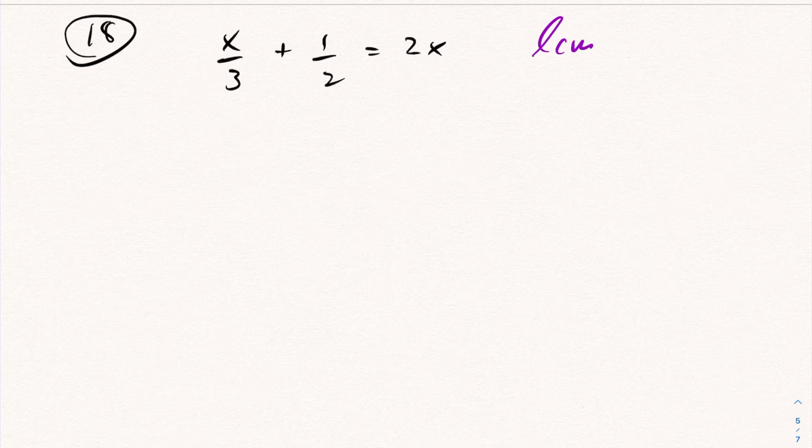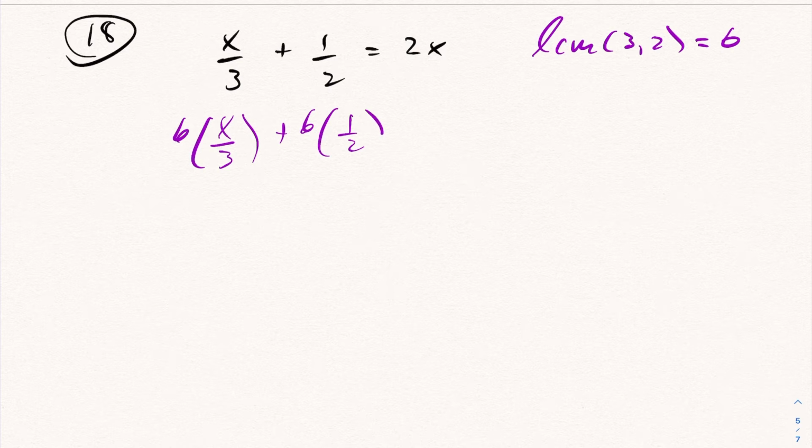So I want to calculate again that least common multiple. What's the smallest number that's going to cancel off that 3 and the 2? Well, that's going to be 6. So I'm going to multiply across by 6, multiply across by 6, and multiply across by 6. Again, everything's separated by addition, equal signs, or subtraction. You put a 6 in front, 6 in front, 6 in front.